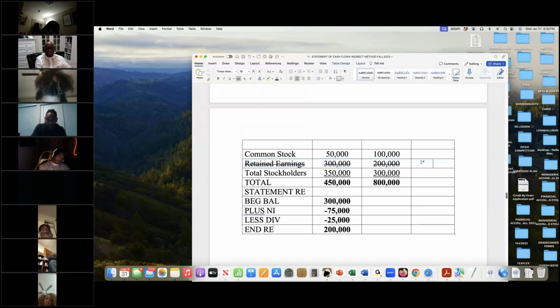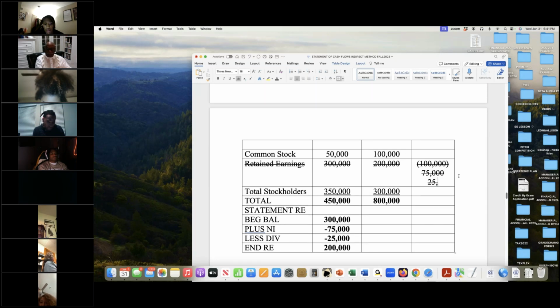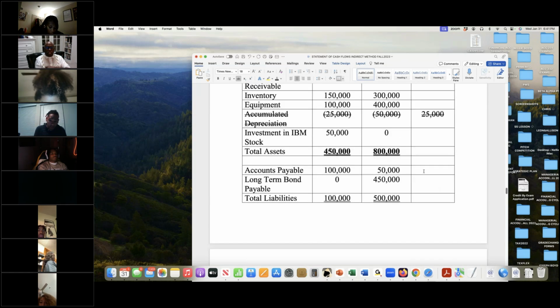The change here consisted of a reduction of 100,000, so it went down by 100,000. But that change consisted of the loss, which was 75,000, and the dividend, which is 25,000. So we've taken care of all those accounts.